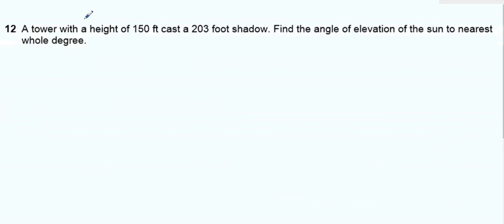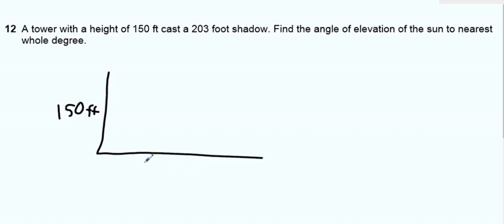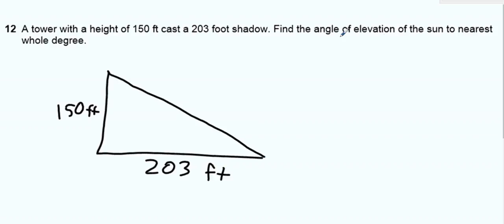A tower with a height of 150 feet. So here's our tower, 150 feet. Casts a 203-foot shadow. Find the angle of elevation of the sun to the nearest whole degree. So if you're standing here looking up, that's the angle of elevation that we're looking for. You'd be looking up here to the sun.